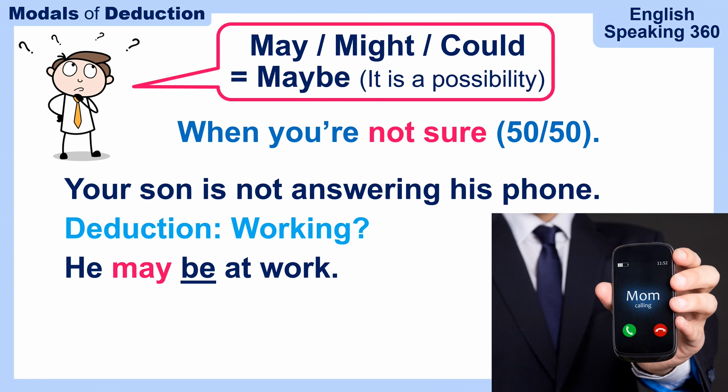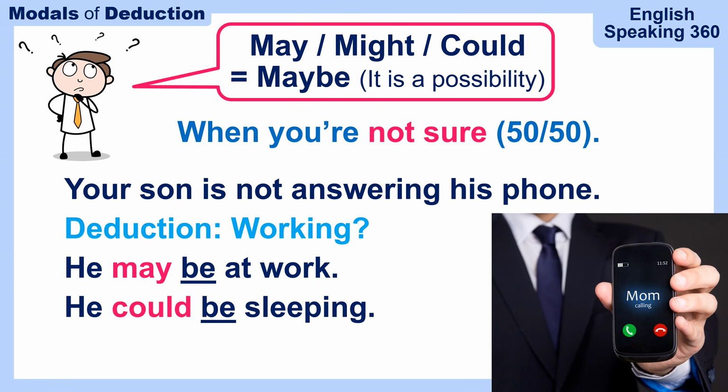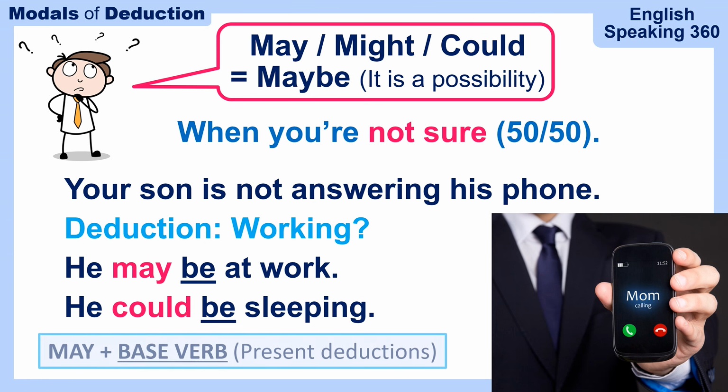But there are many other possibilities. For example, he could be sleeping. He may be sleeping, he might be sleeping, same thing. So right here, may, might, or could plus base verb again for present deductions.